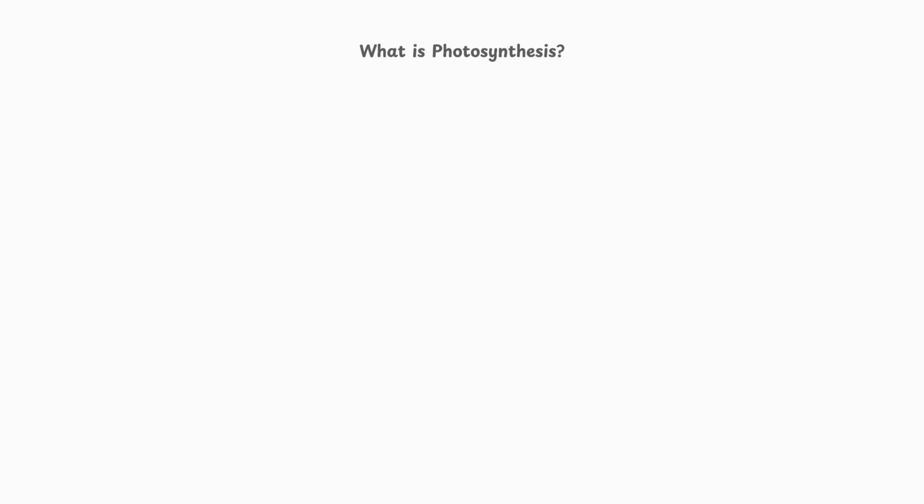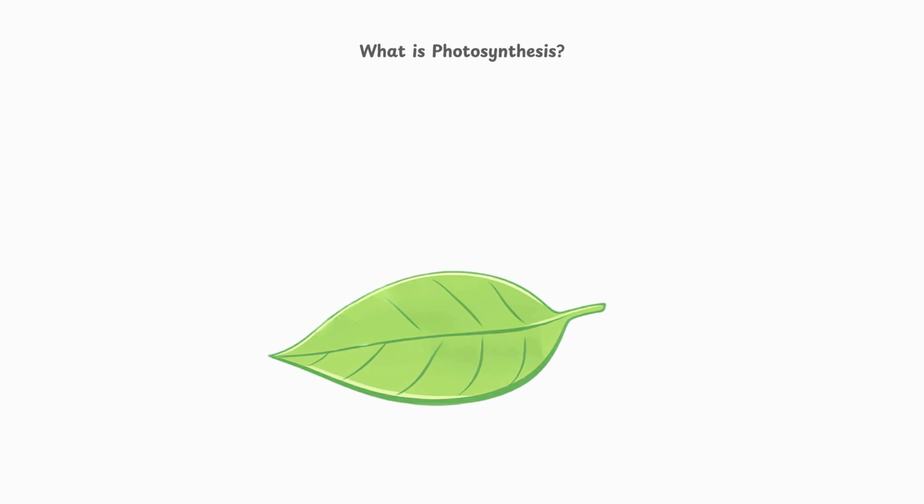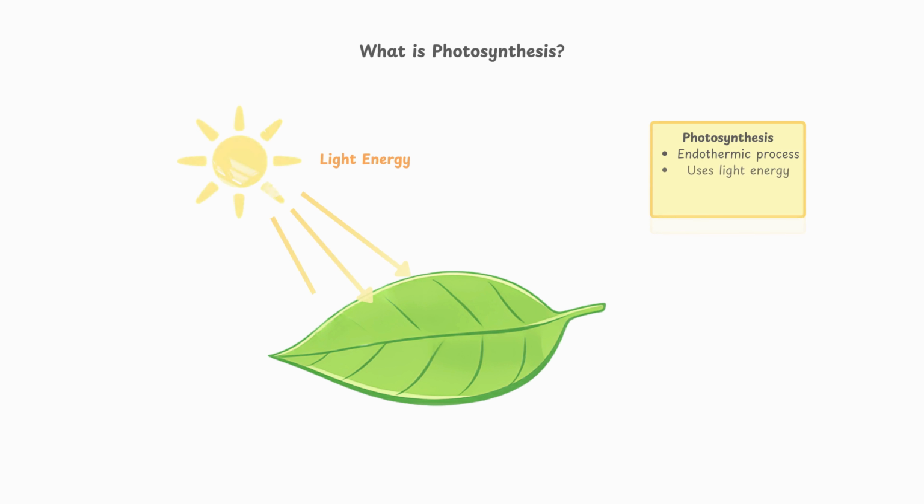Photosynthesis is one of the most important processes on Earth. It allows plants to capture energy from sunlight, make their own food, and release oxygen that living organisms depend on to survive. This process is endothermic, which means it absorbs energy from its surroundings. The energy required comes from sunlight.